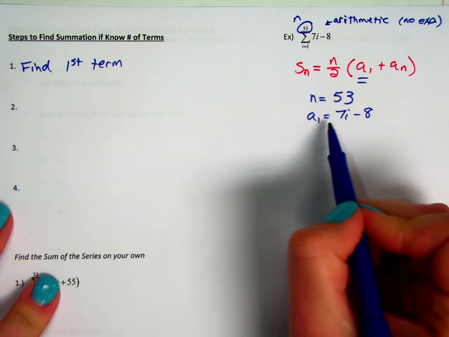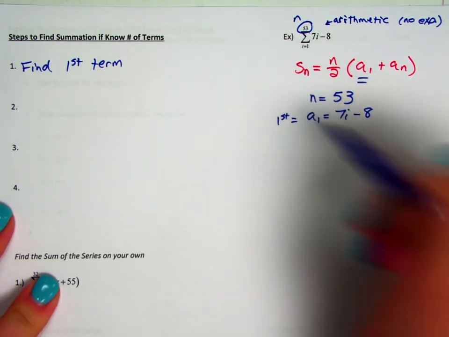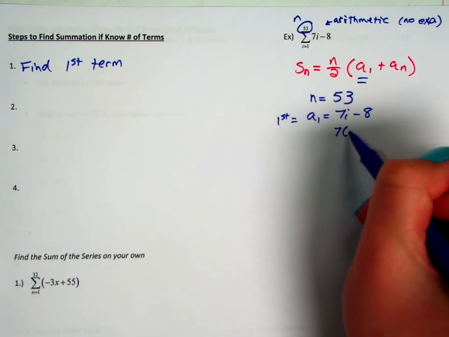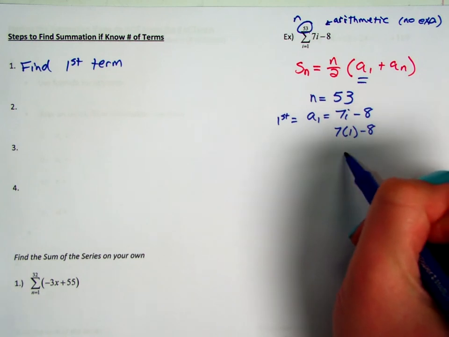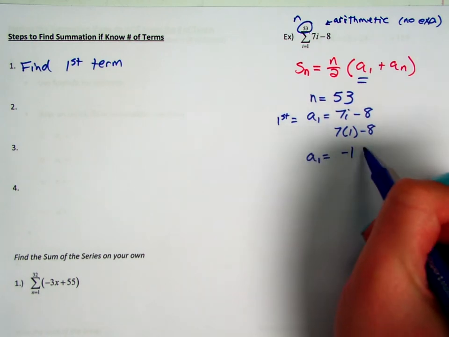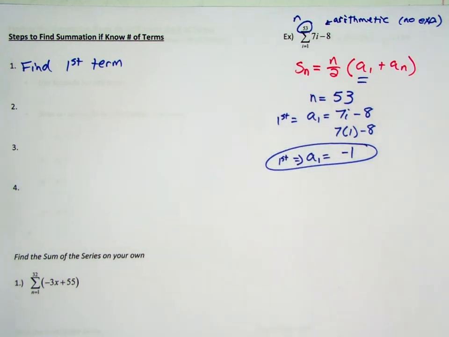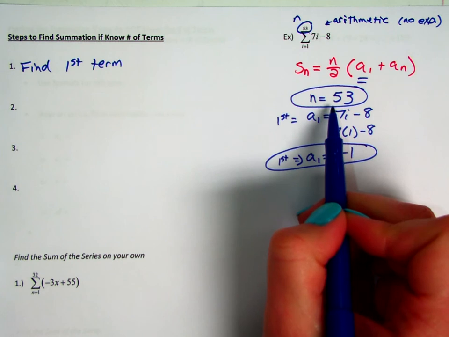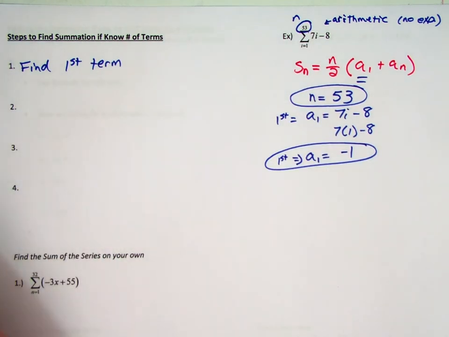Well, the way we find the first term is we plug it into here. So my first term, which is a sub 1, we put 1 in place of the i, so it would be 7 times 1 minus 8. 7 times 1 would be 7. 7 minus 8 would be negative 1. So I know that my a sub 1, which is also my first term, is negative 1. I know that my last term is going to be the 53rd term, because that's what my summation tells me. And that's going to be my next step, because I also have to know what the value of that last term is.